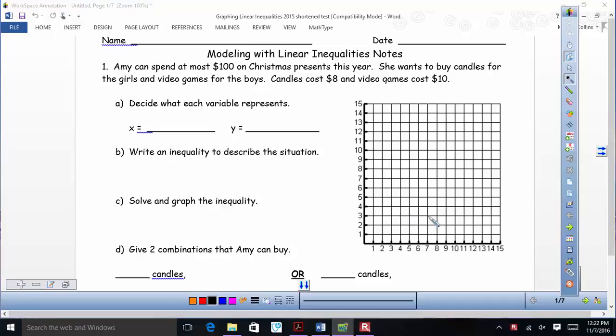Okay, so today we're going to talk about modeling with linear inequalities. We've done a little bit of this, but we've never used word problems. Today we're going to be using word problems.